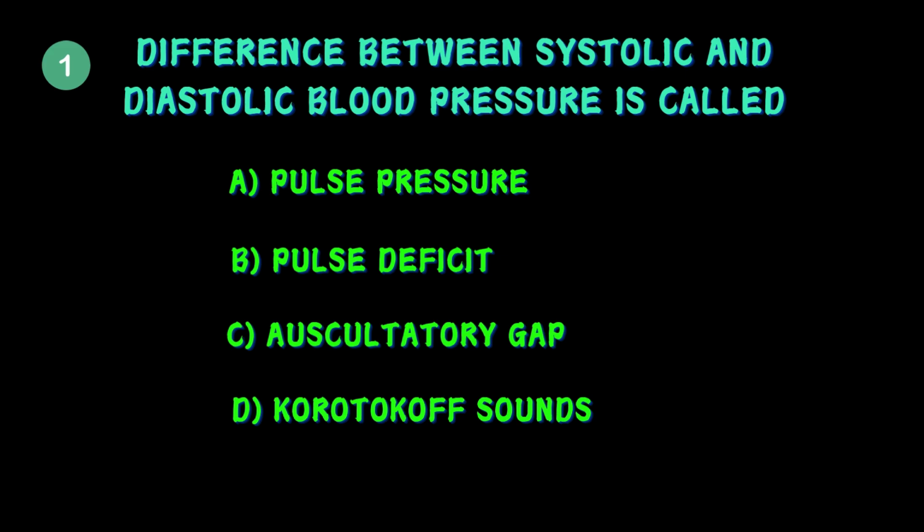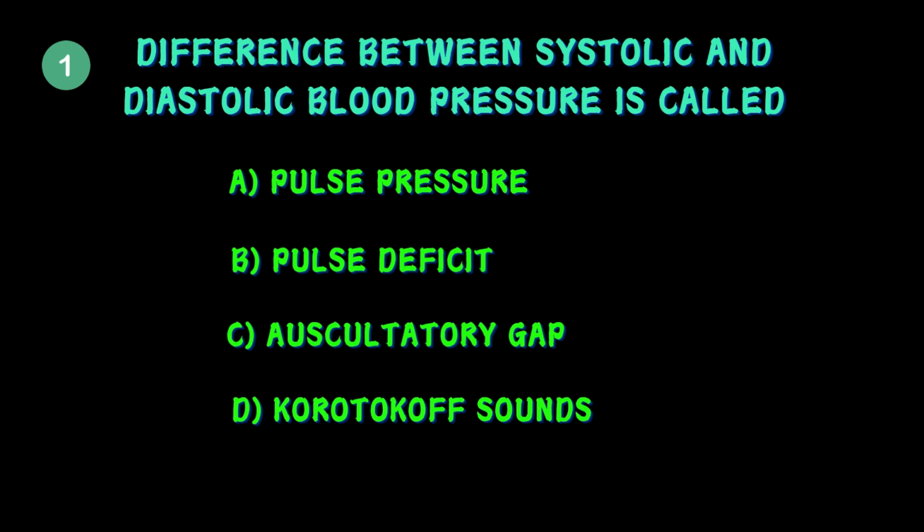First question: the difference between systolic and diastolic blood pressure is called. The options are option A pulse pressure, option B pulse deficit, option C auscultatory gap, option D Korotkoff sound. Option D, Korotkoff sound: while we are measuring blood pressure, that sound is called Korotkoff sound. Option C, auscultatory gap: in blood pressure monitoring, while deflating the cuff after the systolic blood pressure measurement, the silent period is called the auscultatory gap.